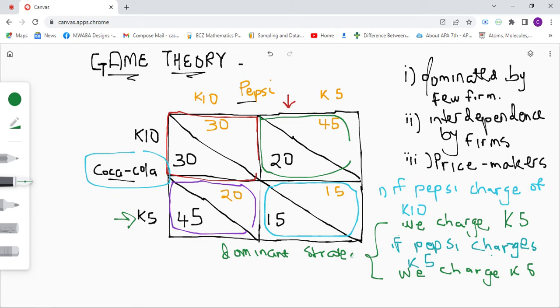You can also look at it the other way around. You can be Pepsi, and if Coca-Cola tries to charge 10 kwacha, you as Pepsi charge 5 kwacha. If Coca-Cola lowers its price to 5 kwacha, you as Pepsi still charge 5 kwacha. So as Pepsi, that would also be your dominant strategy.